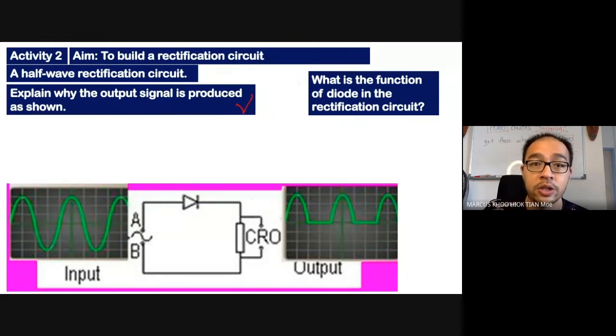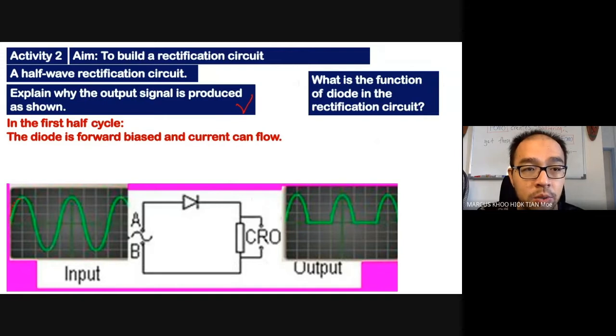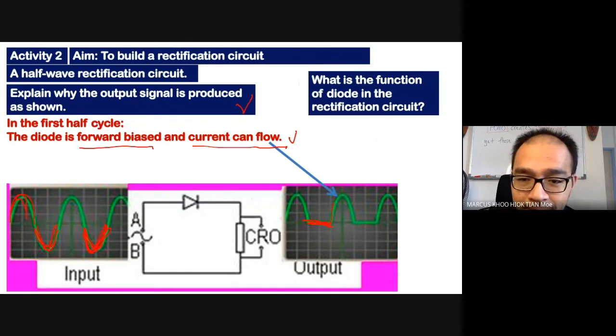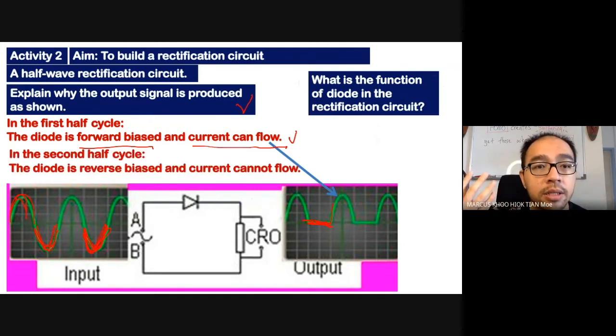So in the first half cycle, the diode is forward bias and current can flow. Keep it simple. Now, how do I write the second half cycle? Reverse bias, and the current cannot flow. So in the second half cycle, the diode is reverse bias, and the current cannot flow. Keep the explanation simple.